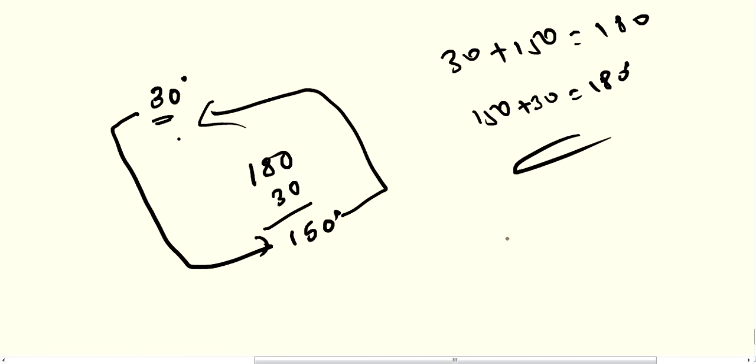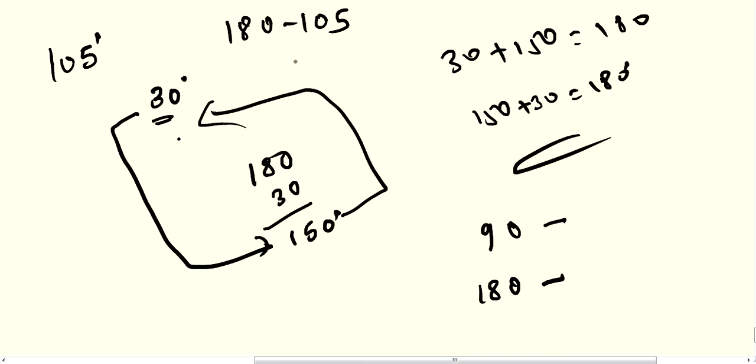So if you have complementary you have to subtract from 90, and if you have supplementary you have to subtract from 180. Then what will be the supplement of 105 degrees? Simply subtract from 180. So 180 minus 105, you will get 75. So 75 will be the supplement of 105 degrees.